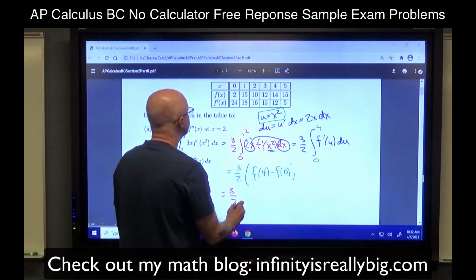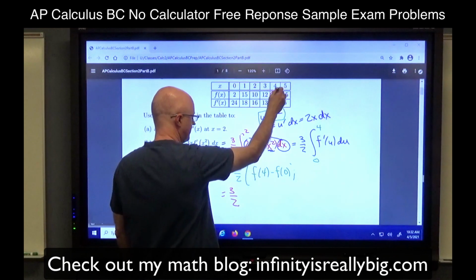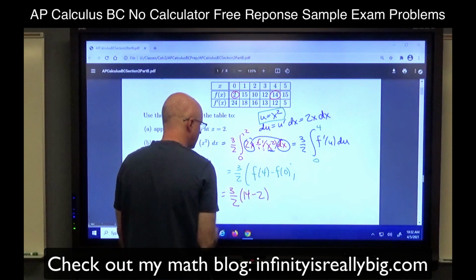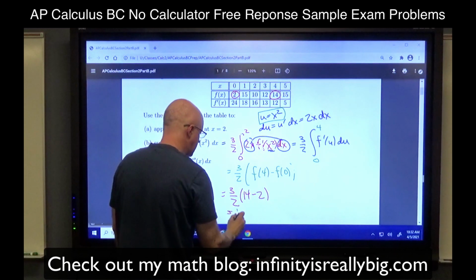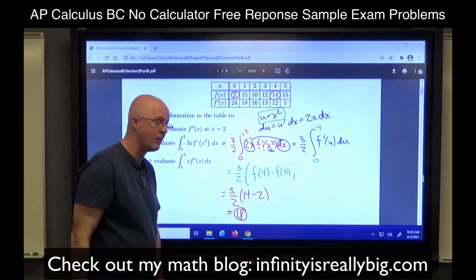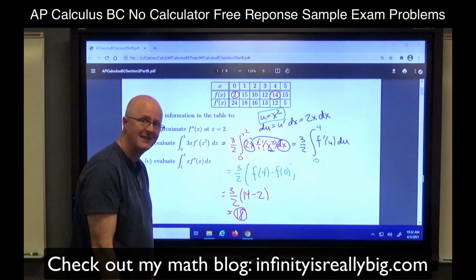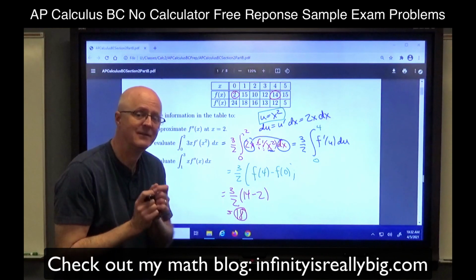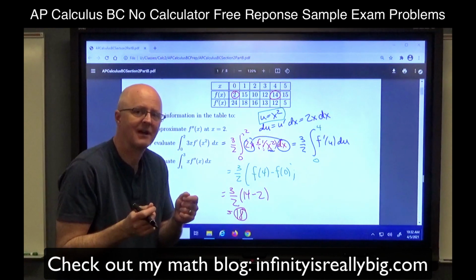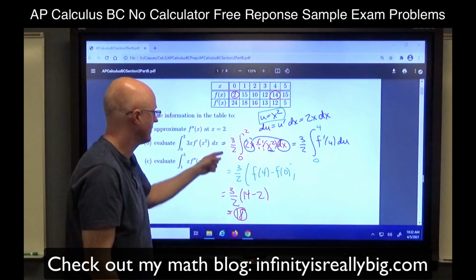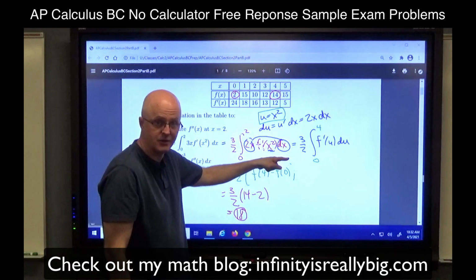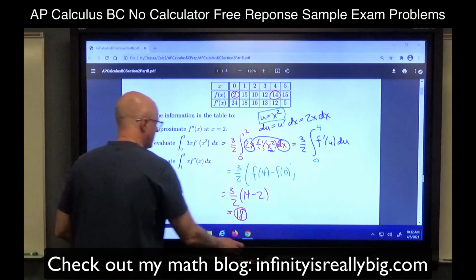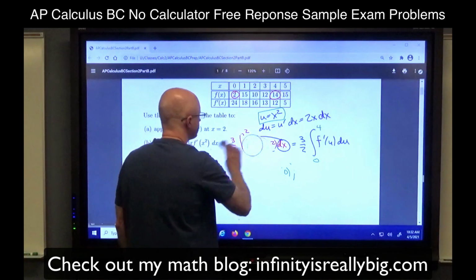3 halves, f of 4, where is that? That's 14. F of 0 is 2. 3 halves times 14 minus 2 is 3 halves times 12 is 18. There we go, we did it. Okay? It can be surprising what you can do if you know your stuff. If you have practiced enough and maybe memorized to remember the idea of u substitution even in an abstract situation, and the fundamental theorem of calculus. 18 is the answer. All right, on to part C.